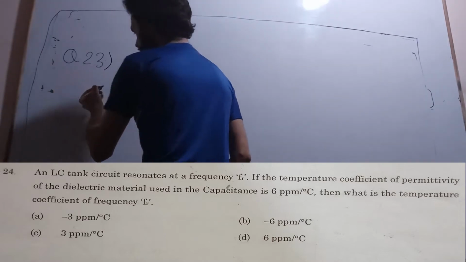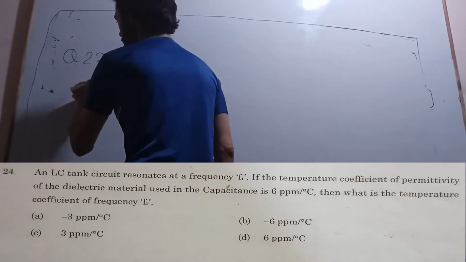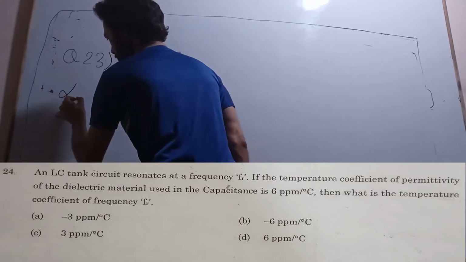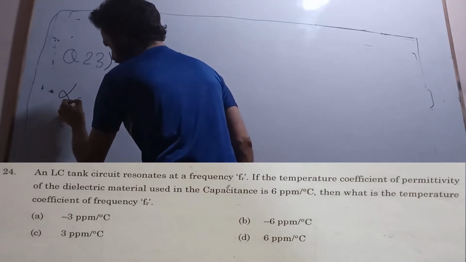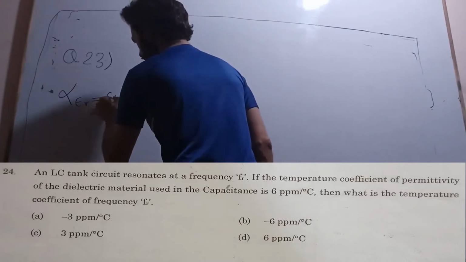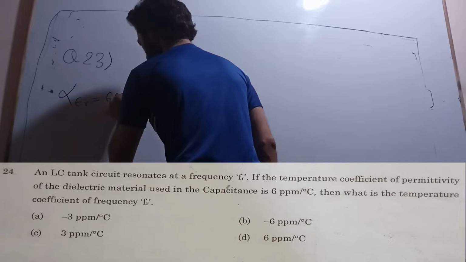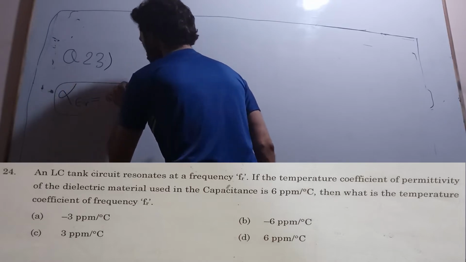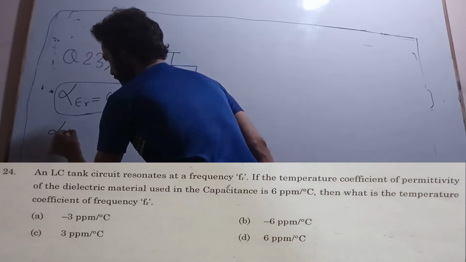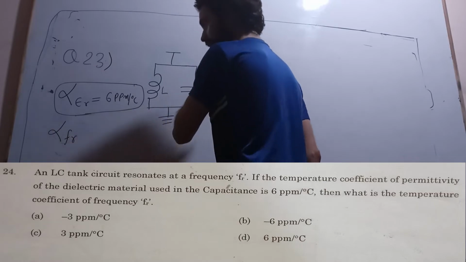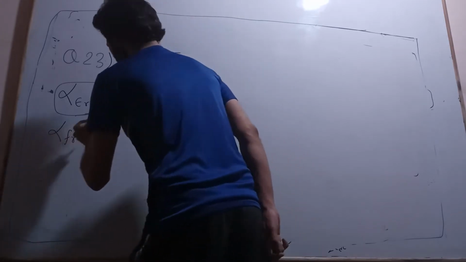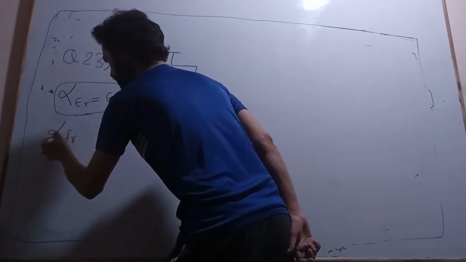And given that the temperature coefficient of the dielectric material that is used in the capacitance is how much? Alpha epsilon r is equal to 6 part per million per degree Celsius. So this is given. Now it is asking what is the temperature coefficient of the resonant frequency at which this tank circuit resonates.